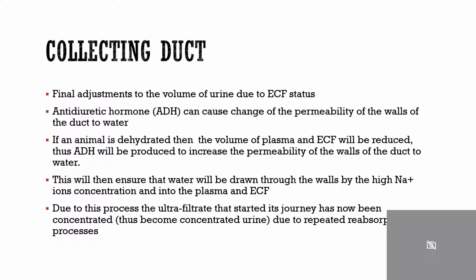This will then ensure that water will be drawn through the walls by the high sodium ion concentration and into the plasma and ECF. Due to this process, the ultrafiltrate that started its journey has now been concentrated, and thus it becomes concentrated urine due to repeated absorption processes.